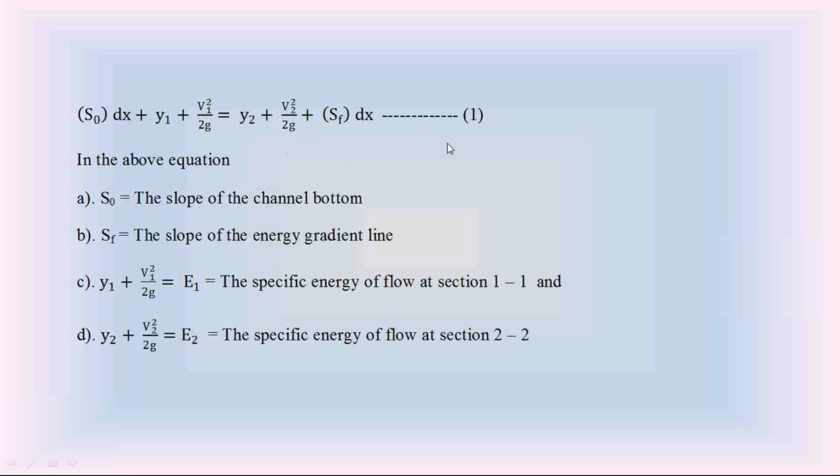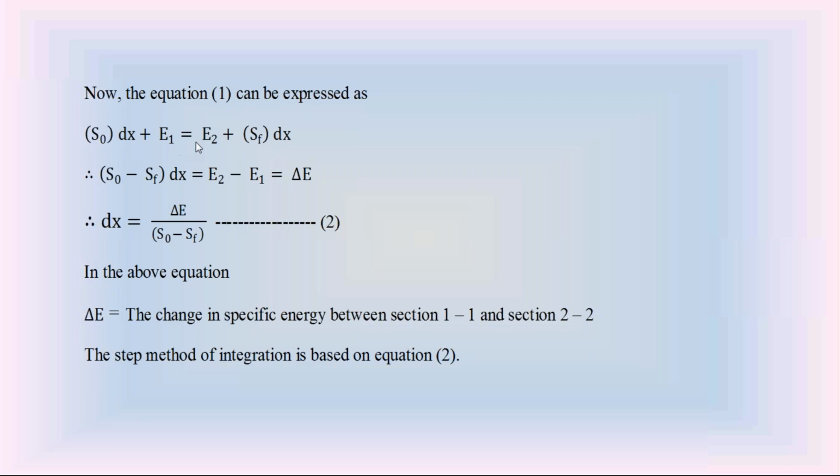So this equation 1 changes to S naught into dx plus E1, the specific energy at section 1, is equal to E2, the specific energy at section 2, plus Sf into dx. So equation 2 changes like this: S naught into dx plus E1 is equal to E2 plus Sf into dx. From this equation, E2 minus E1 is equal to S naught minus Sf into dx.